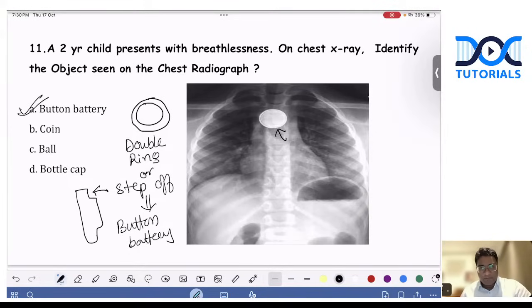Button battery in the esophagus is an emergency. You have to go for urgent removal by esophagoscopy. So that is important. Double ring or the double rim sign, that is button battery.